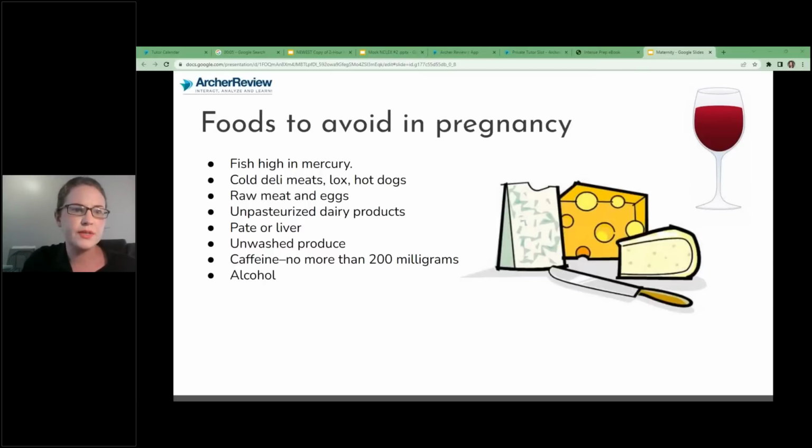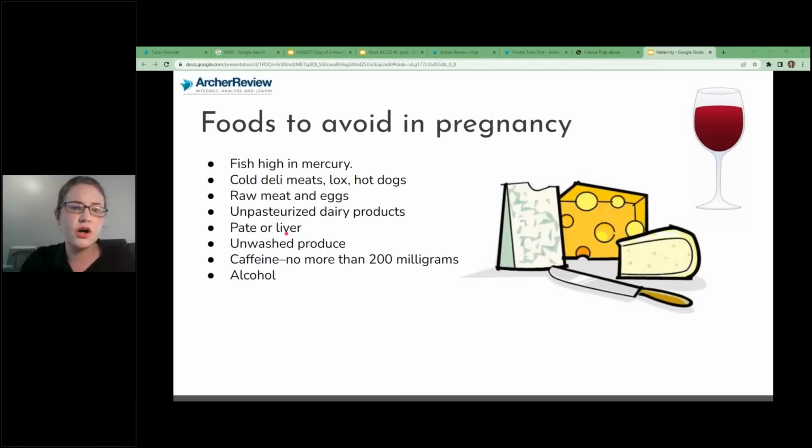There's also cold deli meats like lox and hot dogs. The reason you want to avoid those is those can carry listeria, which is a bacteria that can affect many foods. And listeria in someone who's not pregnant really doesn't cause many issues. But remember, when someone's pregnant, their immune system goes down. So listeria can be deadly to a pregnant woman. That's also why pregnant women should avoid raw meats and eggs. And that's also why they should avoid those unwashed produce. We don't want them to get bacteria that their body can't fight off.